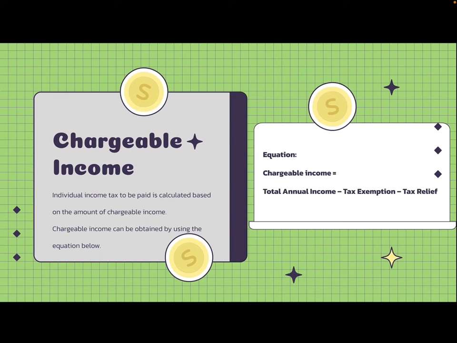Alright, let's turn to chargeable income. Chargeable income is what the individual income tax to be paid is calculated on. Chargeable income can be obtained by using the equation below. The equation of chargeable income is total annual income minus tax exemption minus tax relief.